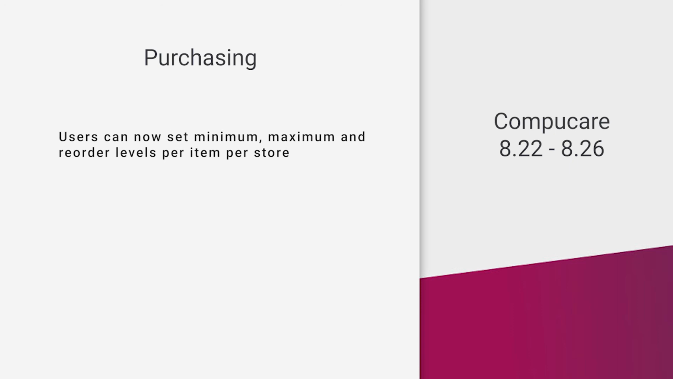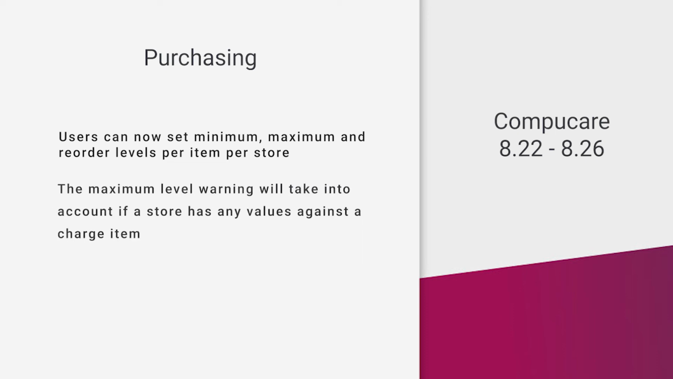Purchasing. This release includes an enhancement for the ability to set reorder levels per store. Users can now set minimum, maximum and reorder levels per item per store anywhere you can edit bin. When adding a purchase order, the maximum level warning will now take into account if a store has any values against the charge item. To be aware, all of the change bins have now been renamed to edit bin.